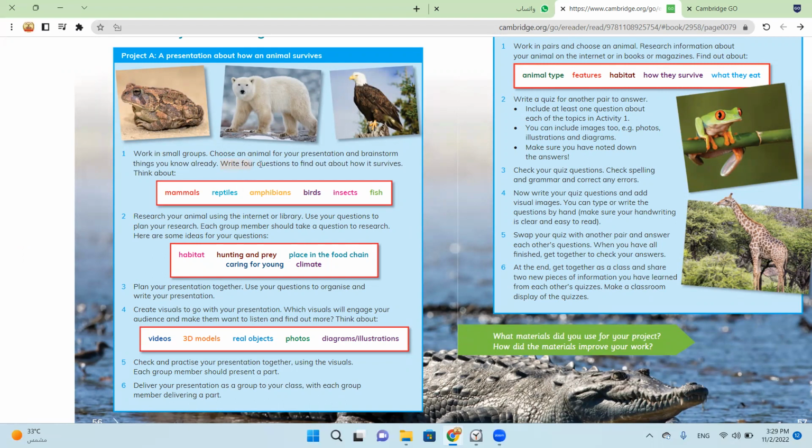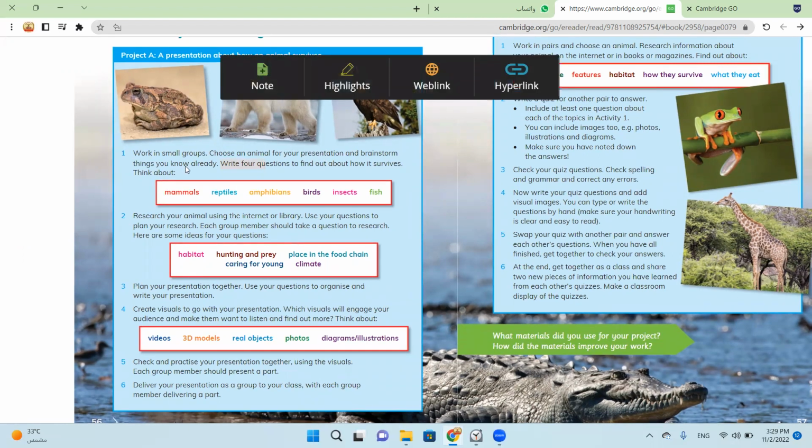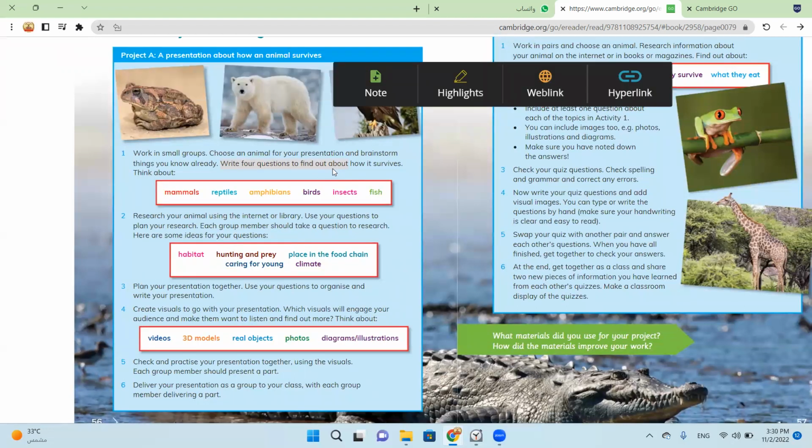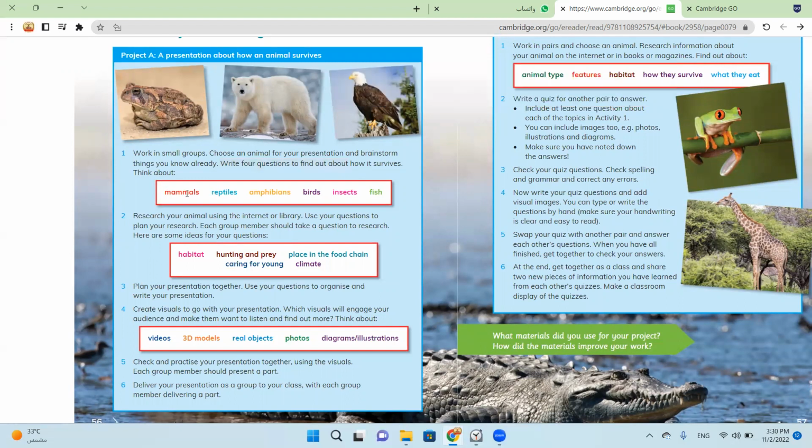So after choosing the animal and brainstorming things you already know, you have to write 4 questions to find out about how it survives. How does this animal survive? Think about mammals, reptiles, amphibians, birds, insects, and fish. So here are the types of animals you can select from. For example, bears belong to mammals, right? And then you can move to step number 2.